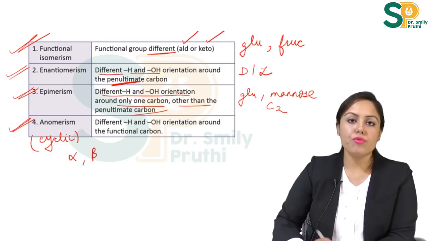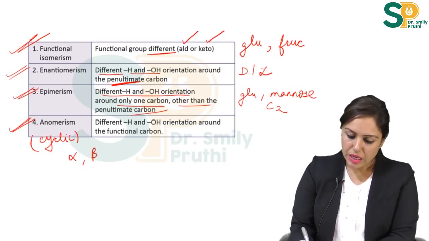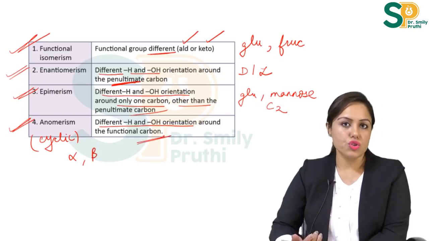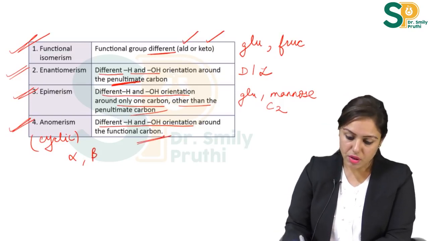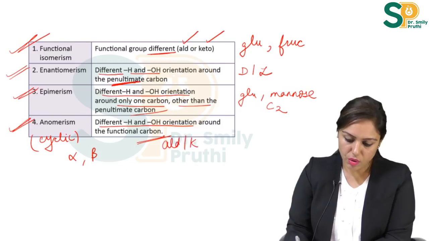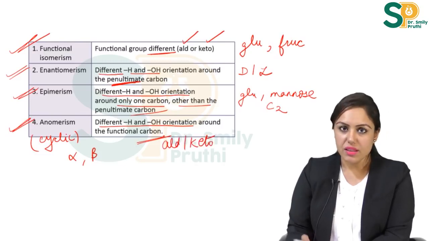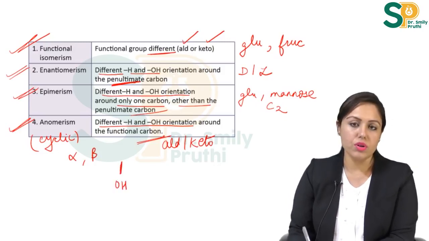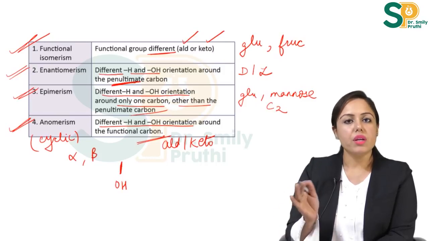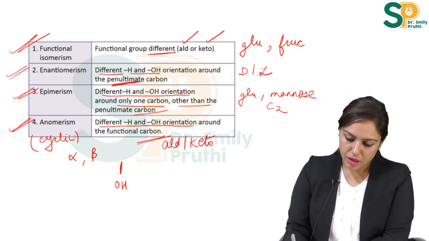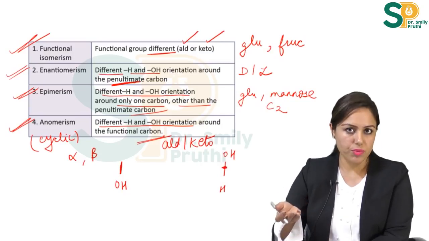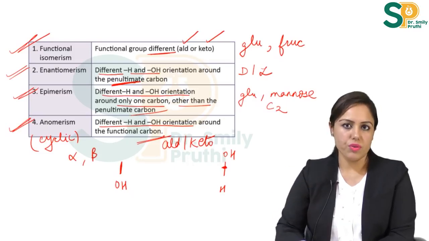Example, we have alpha and beta anomers. Here, the isomers have different H and OH orientation around the functional carbon, that is around the functional carbon, either it can be aldehyde or it can be keto. In the cyclic structure, if OH is downwards at the functional carbon, then it is the alpha isomer. And if OH is upwards at the functional carbon, then this is the beta isomer.